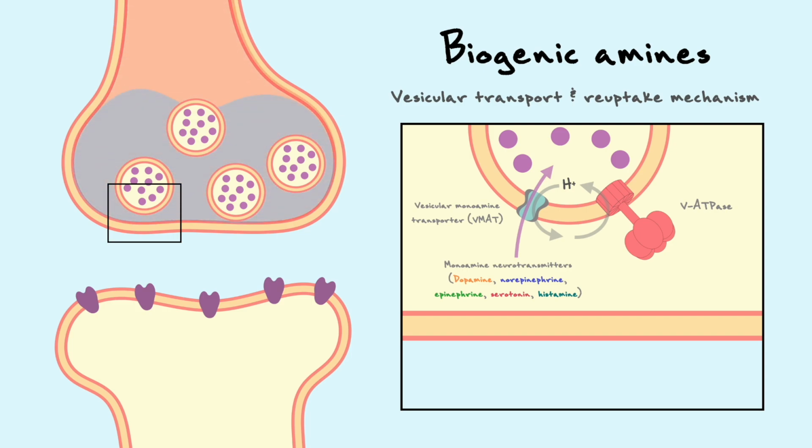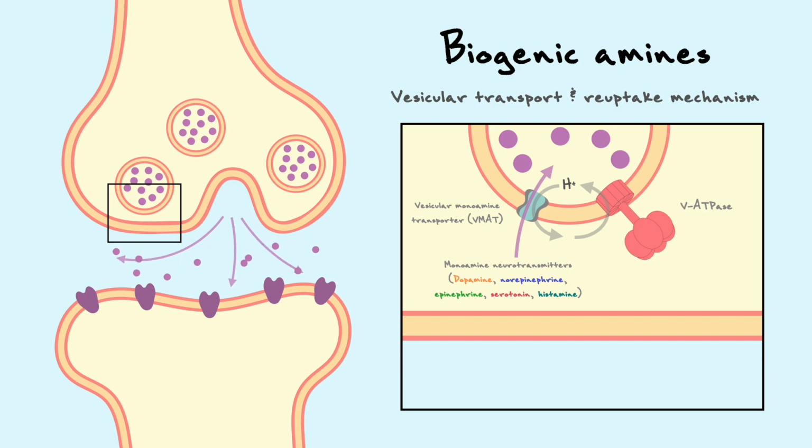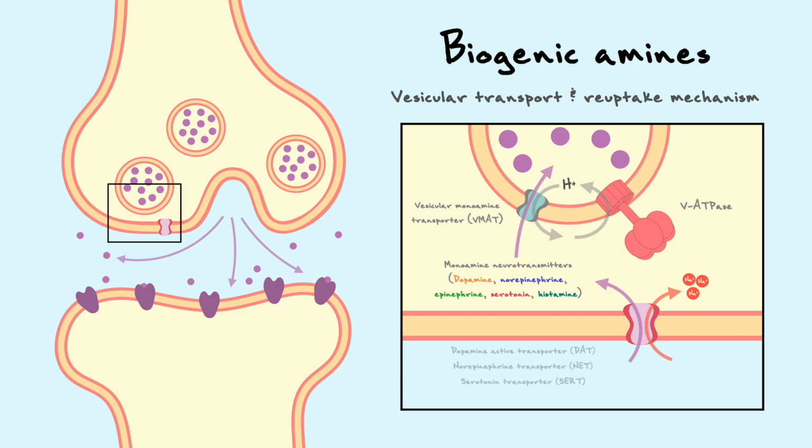After synaptic release, the signal from these neurotransmitters is terminated by a reuptake mechanism that uses a symporter to create a path for neurotransmitters to return in the presynaptic body. This path is coupled to movement of sodium inside the cell. These transporters are specific for the neurotransmitter they transport, so for example, dopamine is moved by the dopamine active transporter, norepinephrine by the norepinephrine transporter, and so on.